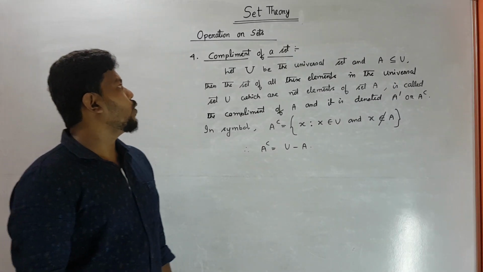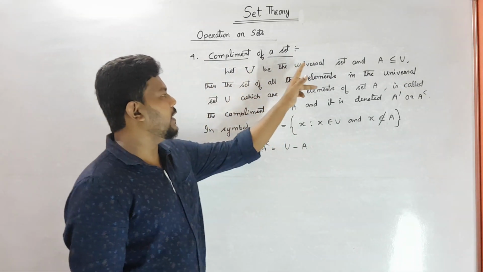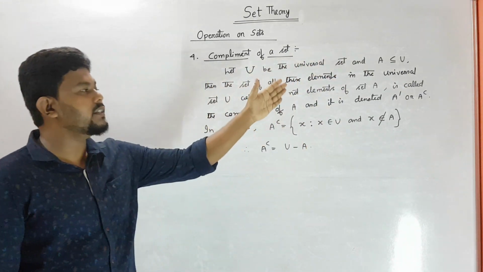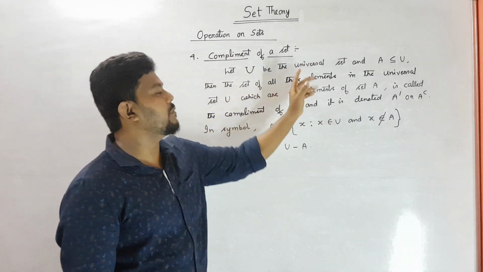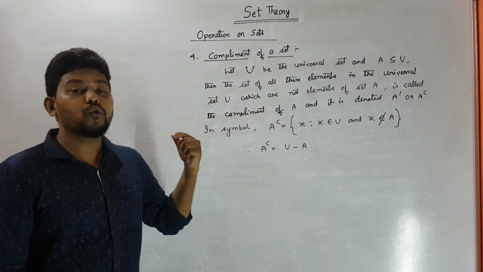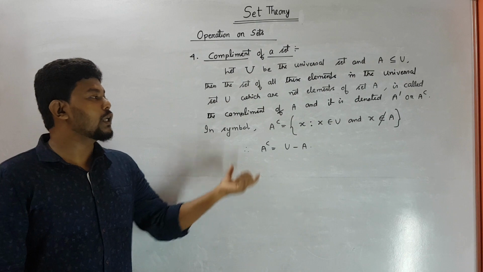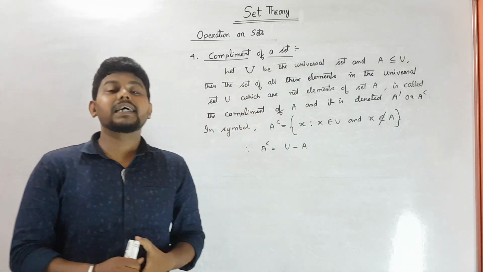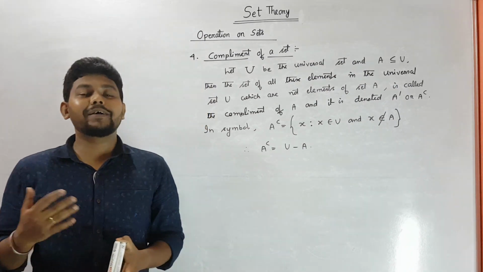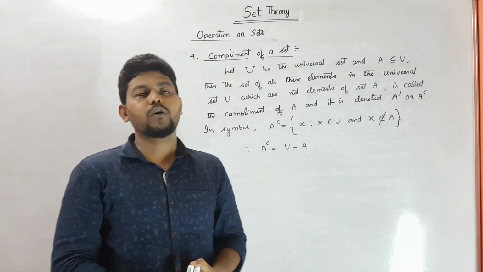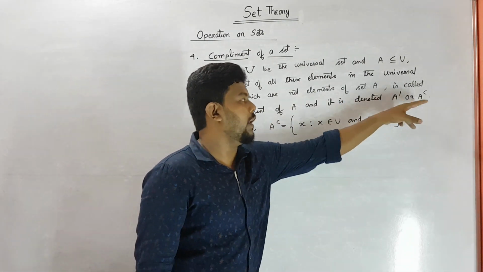Number 4, complement of a set. Let capital U be the universal set and A is a subset of U. Then the set of all elements in the universal set U which are not elements of set A is called the complement of A. That is, the elements which are present in set U but not present in set A is called the complement of A, and it is denoted by A dash or A complement.